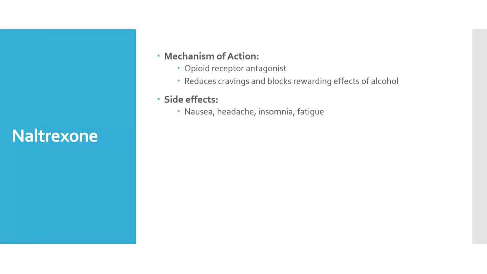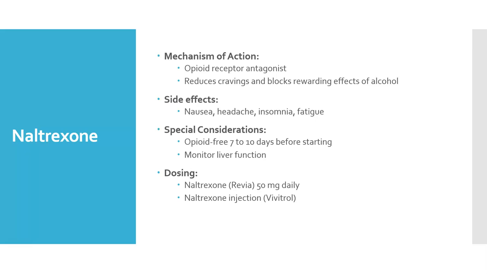Naltrexone, that is an opioid receptor antagonist. It reduces cravings and blocks rewards affecting alcohol. Some of the side effects include nausea, headache, insomnia, and fatigue. They must be opioid free 7 to 10 days before starting it, and you will have to monitor liver functions. This is dosed as either naltrexone, which is Revia, 50 milligrams daily, or it can be taken by injection, which is Vivitrol.